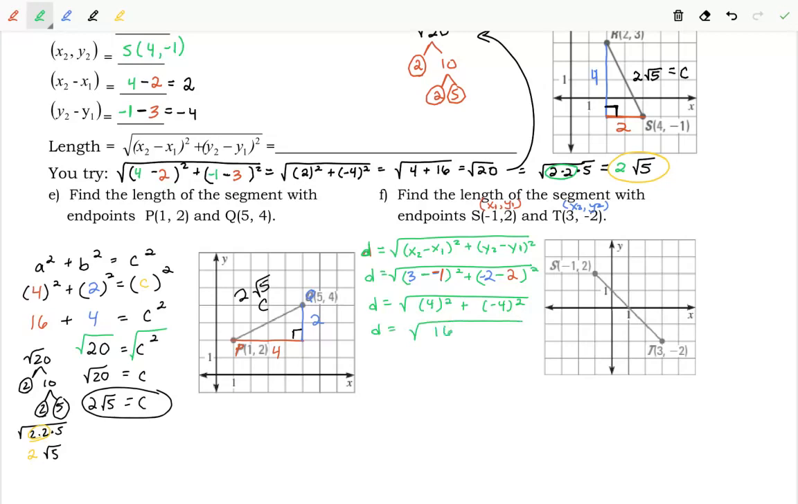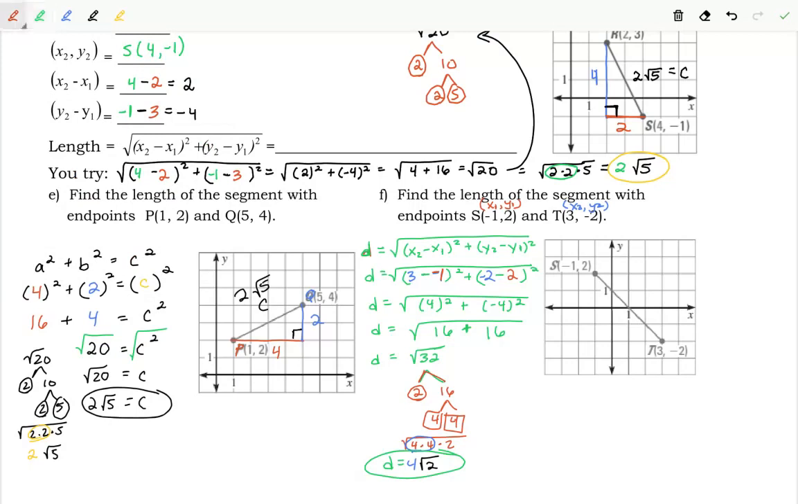4 squared is 16. Negative 4 squared is also positive 16, because a negative 4 times a negative 4 is a positive 16. So that means our distance is the square root of 32. So now we have to simplify the square root of 32. So we can do 2 times 16. 16, we can say 4 times 4. Even though 4 is not prime, we know we have a pair, so they're going to come out of the radical. So d is equal to 4 radical 2.